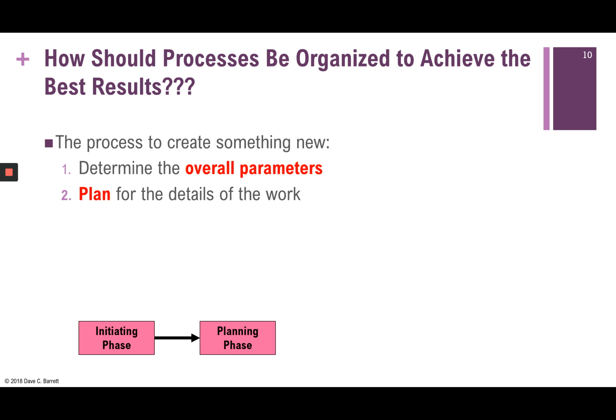The second step to create something new is to plan for the details of the work, to figure out, well, okay, let's look into a little more detail. Let's plan out what we want to do. Let's think about the various features that we're going to do, and the schedule of when all these things need to be done. This is the planning phase in project management terminology, where we're not creating it yet.